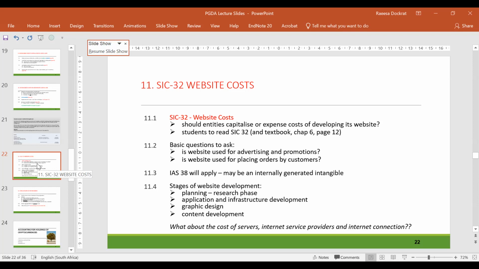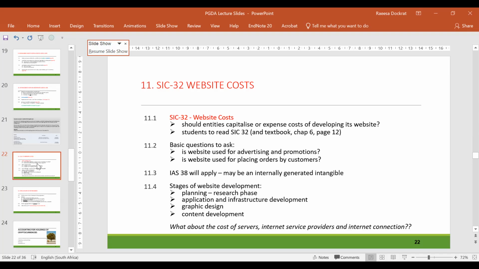And then after you go through that, SIC 32 identifies different stages of the website development. Now, the first one is our planning stage. So this stage is very similar in nature to the research phase that we went through under IAS 38. And any expenditure incurred in this stage, you already know it. It should be recognized as an expense when it is incurred.